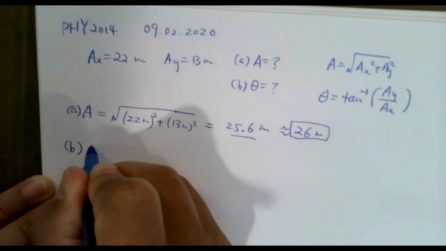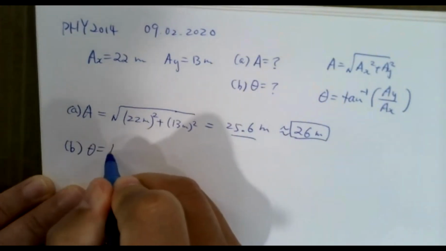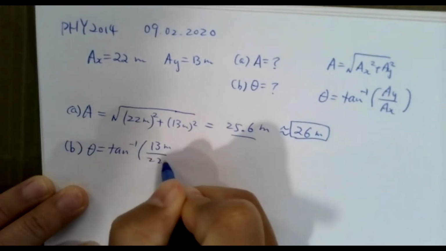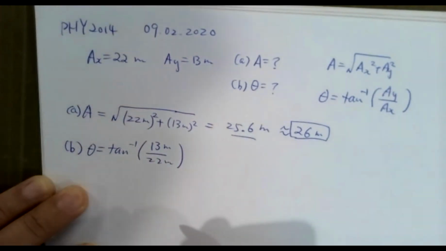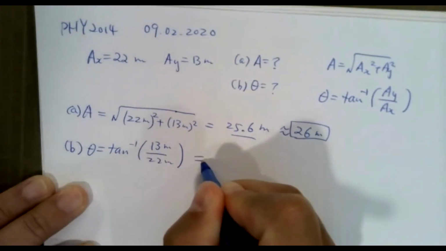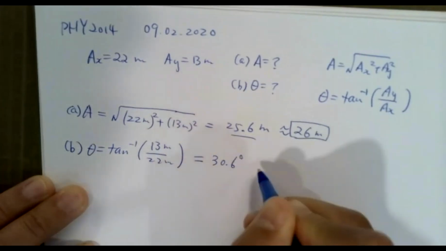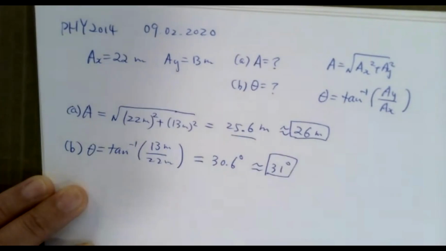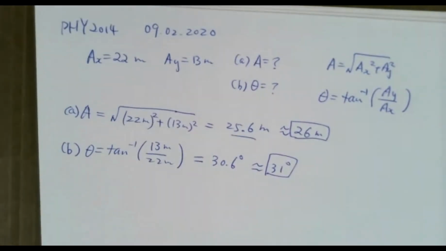For directional angle theta, it's going to be tangent inverse of 13 over 22. Remember, it's the y over x, not x over y. So then this will give you 30.6 degrees, or roughly 31 degrees. I see many of you got that one right.